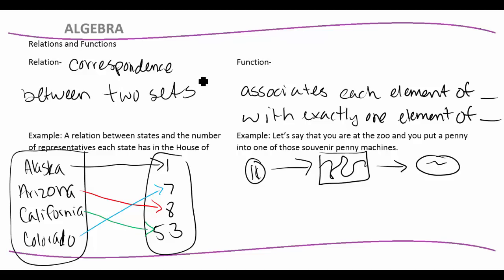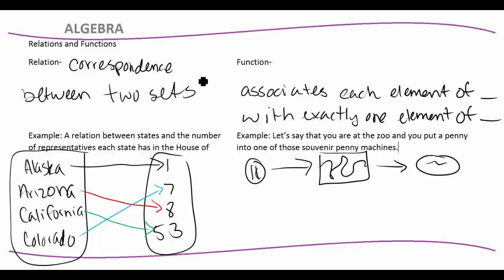We have an example. A relation between states and the number of representatives each state has in the House of Representatives is below. Alaska, Arizona, California, Colorado is related to the numbers on the right.